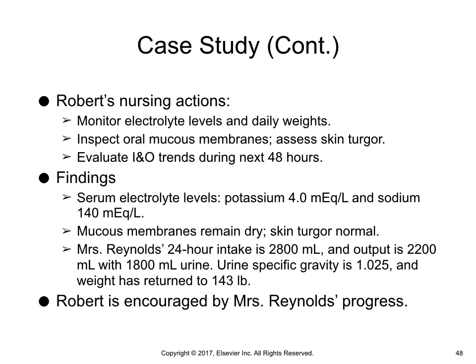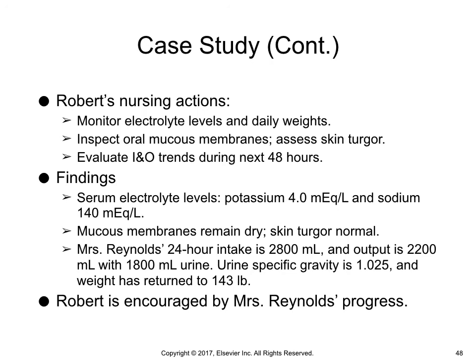His findings include serum electrolyte levels: potassium is 4.0, and sodium is 140. Mucous membranes remain dry, and skin turgor is normal. Mrs. Reynolds' 24-hour intake is 2,800 milliliters, and output is 2,200 milliliters. Of that, 1,800 milliliters is urine. Urine specific gravity is 1.025, and weight has returned to 143 pounds.